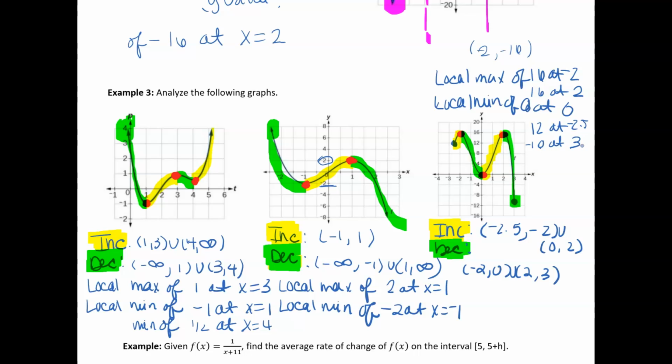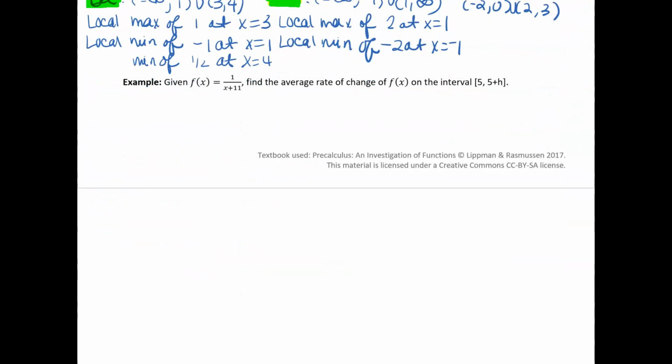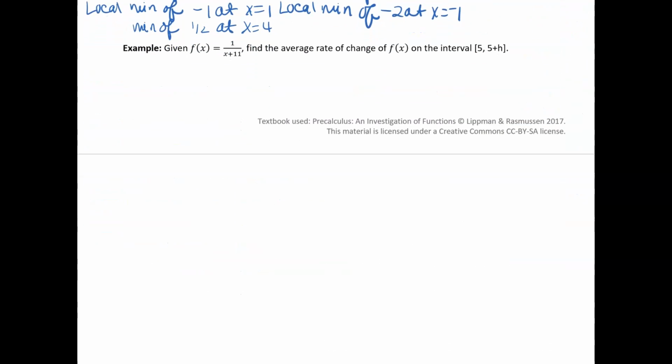And so that was kind of an interesting thing on that closed interval that I wanted to throw in there. So with all of these examples, we're looking at finding increasing and decreasing. We're looking at minimums and maximums, and then getting our wording, notation, and intervals correct. Now there is one in your homework that I thought you would want to cover here. And this one says, given f of x equals 1 over x plus 11, find the average rate of change of f of x on the interval from 5 to 5 plus h.